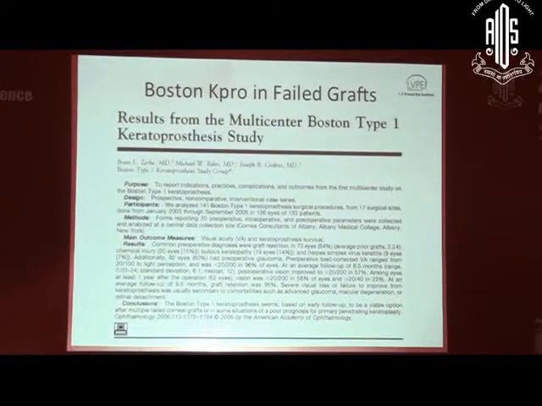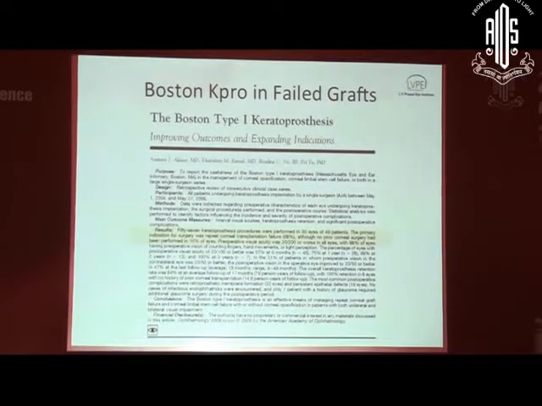And in failed grafts, usually the success rate is the best. It depends from study to study. For example, in this multi-centered Boston type 1 keratoprosthesis study, around 50% of the patients had failed grafts, which did well. Similarly, this is Tony's paper on improving outcomes and expanding the indications of the type 1 keratoprosthesis, where around two-thirds of these patients were failed grafts, and again, they did very well.